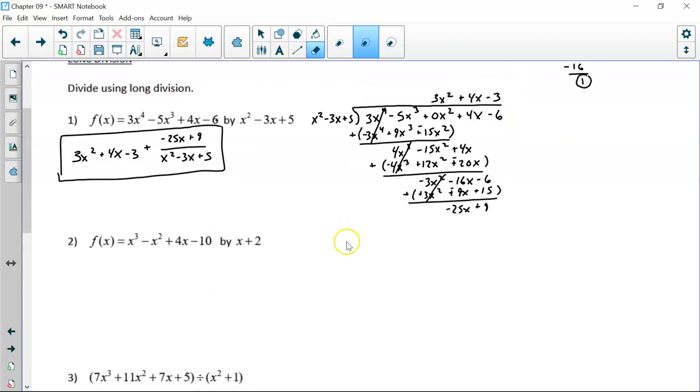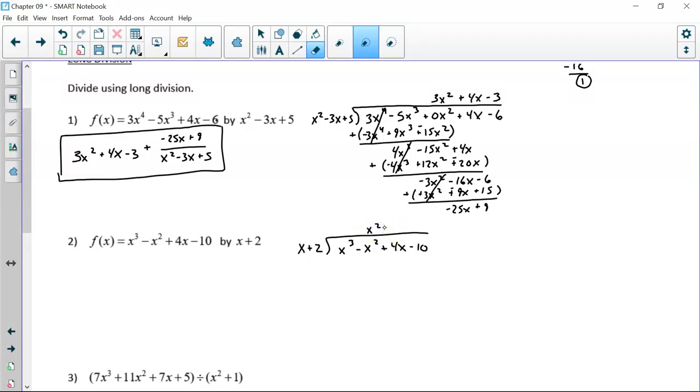So this time we have underneath x cubed minus x squared plus 4x minus 10. Nothing was missing. We didn't need any placeholders. And on the outside are x plus 2. A lot of different numbers here to look at. All I care about is the first terms, x and x cubed. To get x to become an x cubed, I'm going to multiply by x squared.